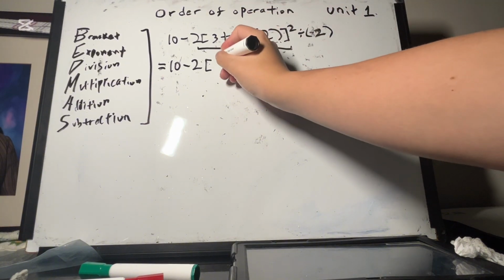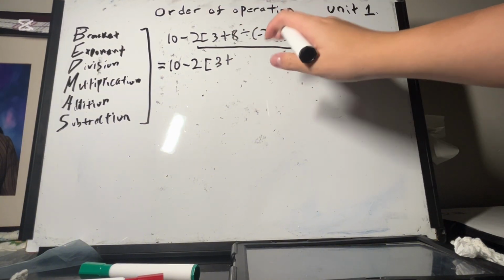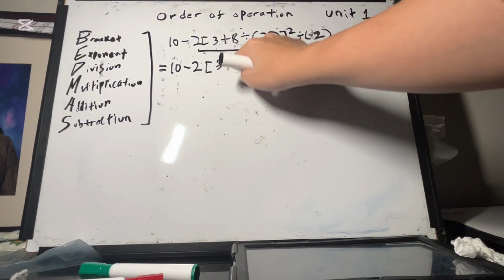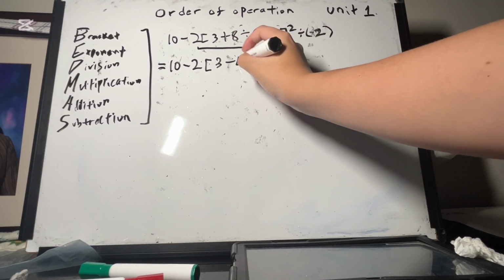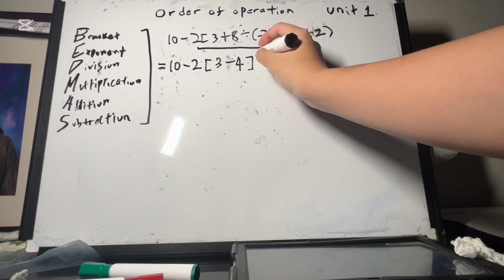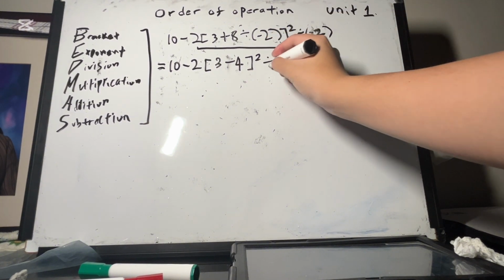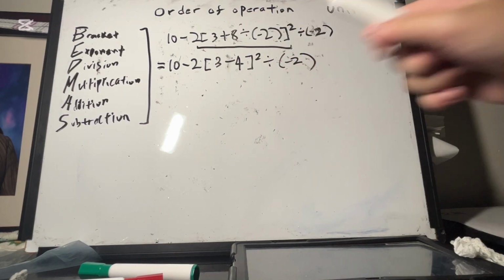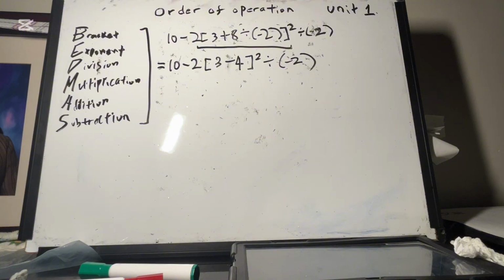And thus, 3 plus, what's 8 divided by -2? That would be -4 to the power of 2, divided by -2. There. So now it already looks far more manageable. You have a pretty simple equation inside the square bracket, and the exponent.